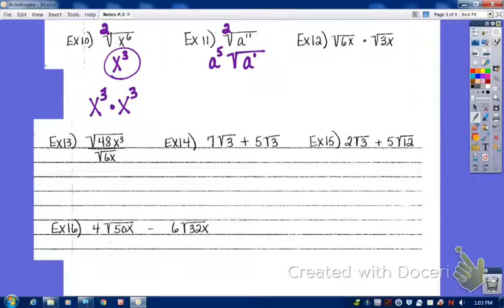2 goes into 11 5 times. 1 is left over, and that 1 is the exponent of the a that's left under the radical. Why is there no radical in the answer for example 10?